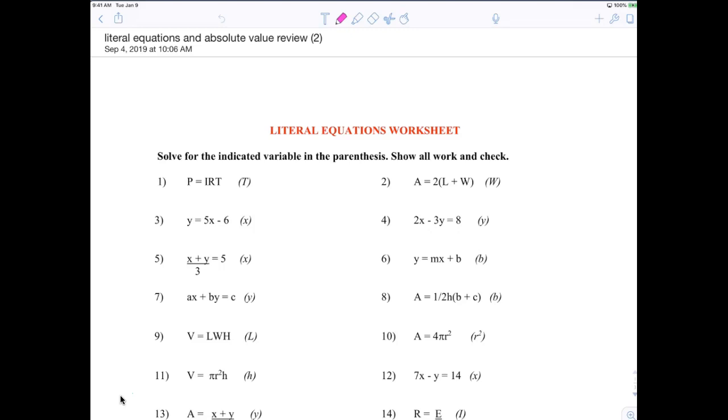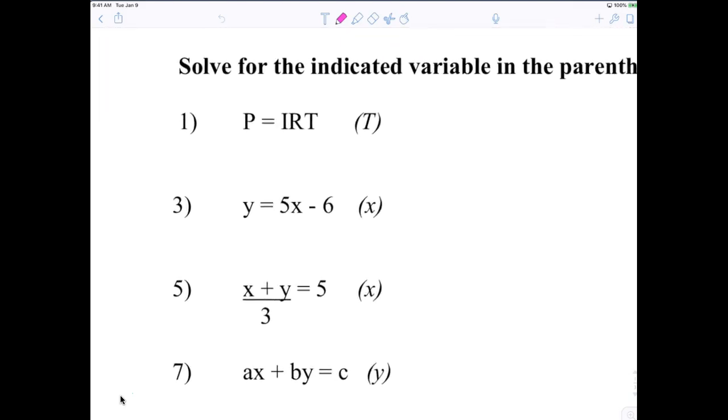All right? So we're going to start up here with literal equations. And literal equations, like the first is an equation for principal and interest, and then there's perimeter, and then there's lines. These are all general equations. All right? So we're going to go down and do the odds. Here's what I'd like for you to do. We're solving for t.